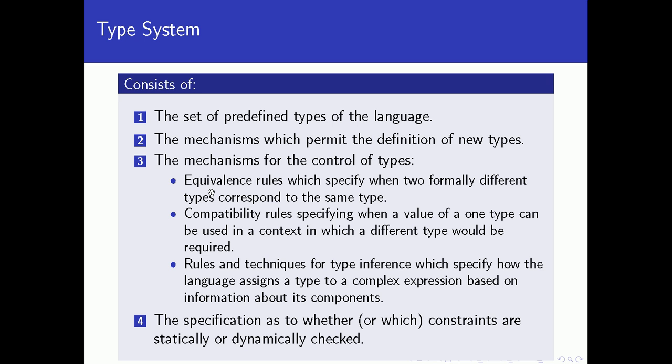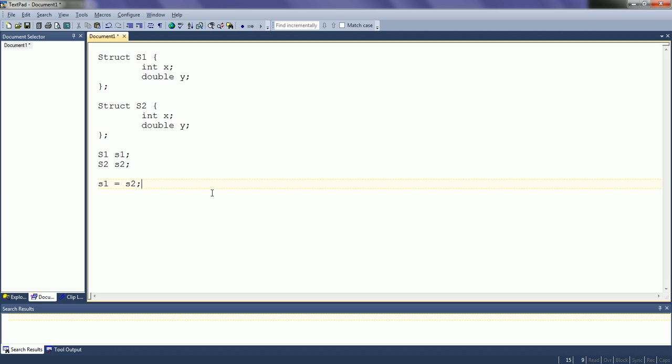Then there are compatibility rules, which specify when a value of one type can be used in a context in which a different type would be required. Is one type compatible with another? And an example of that would be, let's say, in C++, if I have int x and I have double y, am I allowed to do something like this? Set this equal to x plus y. Are x and y compatible here? Well, in many cases, x would actually be coerced or typecasted to double.